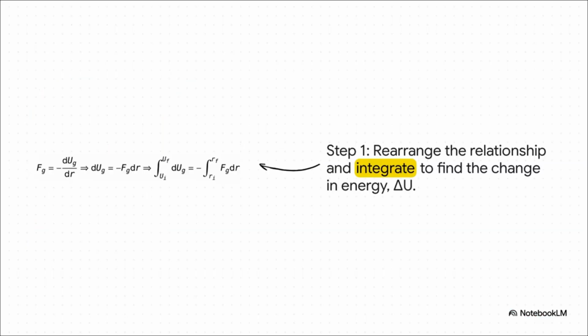So we start with our force-potential relationship. Now, to get from force to a change in energy, or delta U, we have to do the opposite of a derivative. And what's that? An integral. So we set up this integral that's basically going to sum up all the tiny effects of the gravitational force over a certain distance.